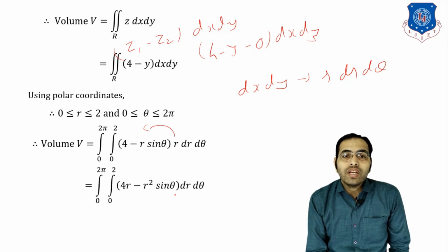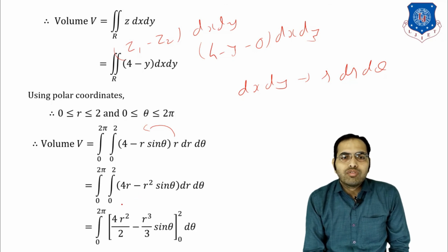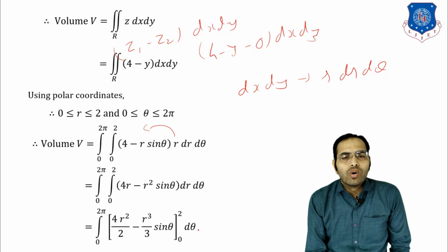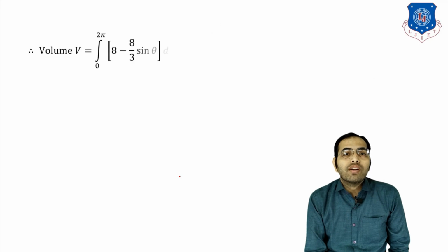Now firstly we have to integrate with respect to r, and after that integrate with respect to theta. Then integral 0 to 2 pi of 4 r square by 2 minus r cube by 3 into sin theta, where r varies from 0 to 2, into d theta. Now substituting these limits, upper limit minus lower limit, then volume V equals integral 0 to 2 pi of 8 minus 8 by 3 sin theta d theta.